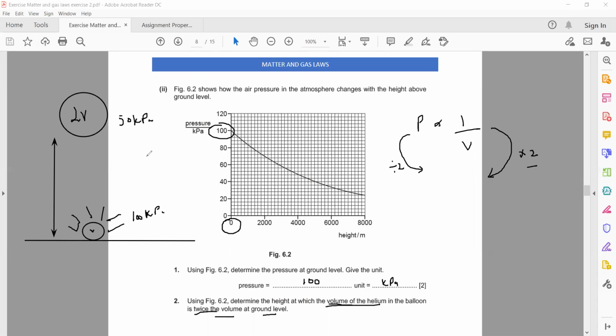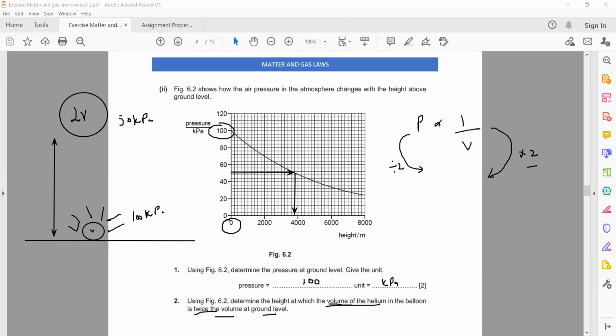When the volume is double, we don't know what the starting volume was and we don't know what the final volume will be. But if the volume is double, the pressure will be half. So if the pressure is half, we'll draw a line from 50. Between 40 and 60, we have 50, and then we will determine the height.